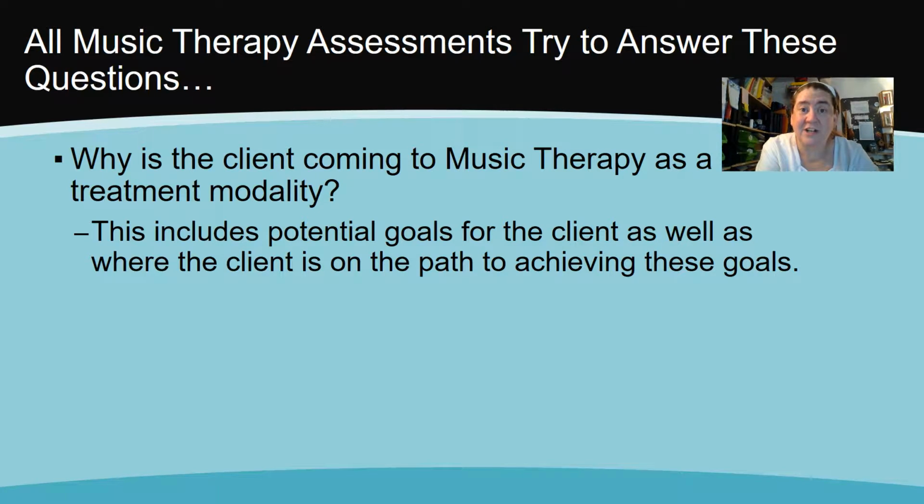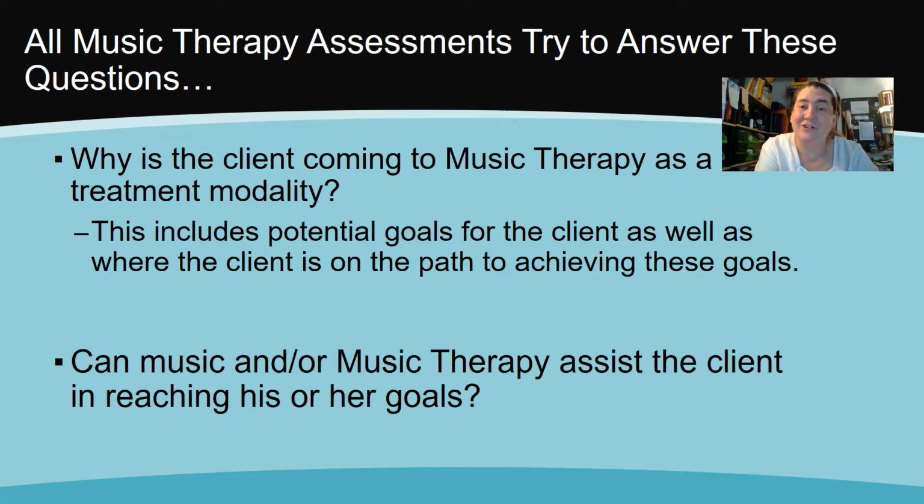The second question is probably more important than the first. It is, can music and music therapy assist the client in reaching his or her goals? Sometimes the answer is yes. Sometimes the answer is no. We hope that the answer is yes, of course, because then they'll become a music therapy client. But sometimes music is contraindicated, and that is very important to recognize.